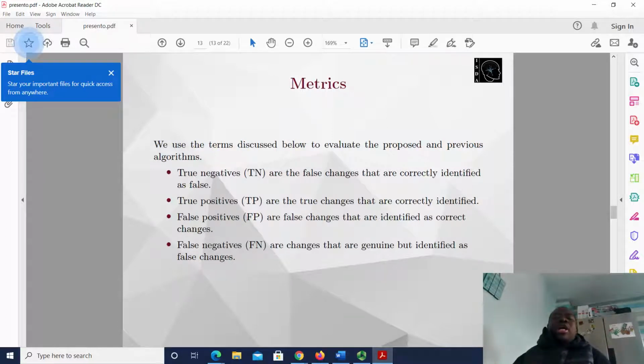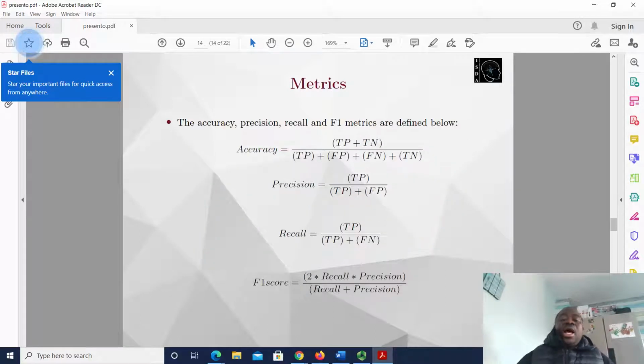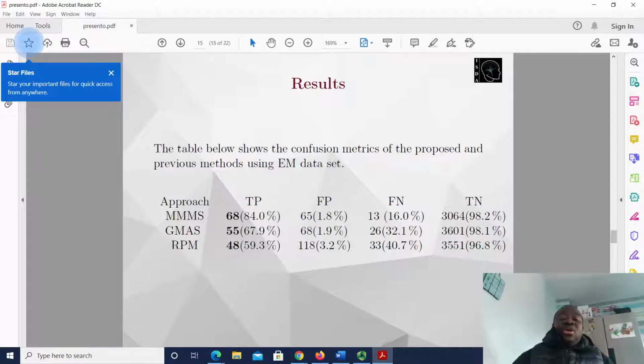So we want to look at how effective our algorithm is compared to the previous randomized power martingale. So we look at very frequently used terminology, such as the true negative, true positive, false positive, and false negative. And these metrics are clearly defined as follows. The accuracy, the precision, the recall, and the F1 score are defined in order to evaluate the effectiveness of our algorithm.